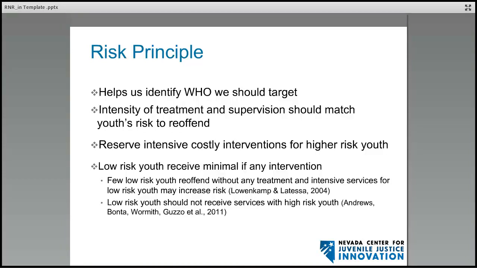Research has shown that only a small percentage of low-risk youth reoffend when they receive no treatment, and there is evidence to suggest that providing intensive rehabilitative programs and supervision to low-risk youth may actually increase their risk of reoffending. Furthermore, low-risk youth should not receive intensive interventions to minimize interactions between low-risk and high-risk youth.